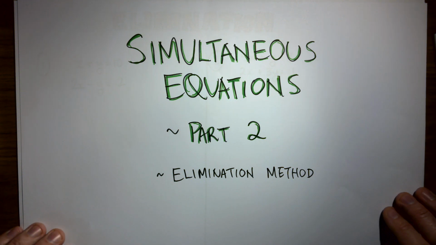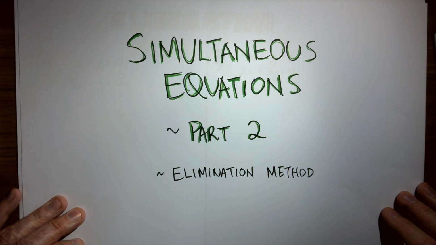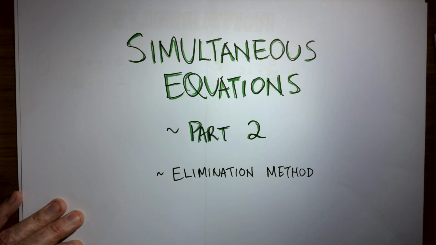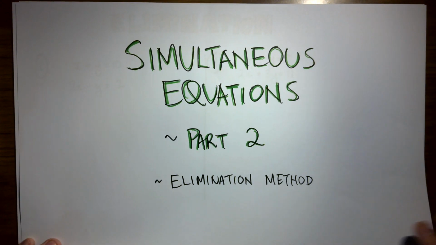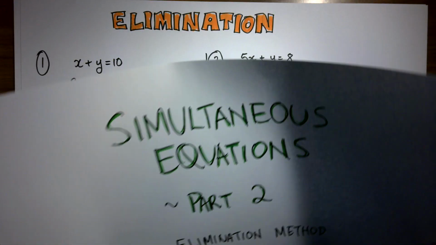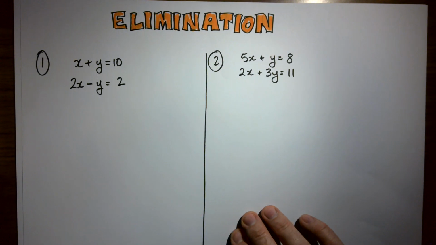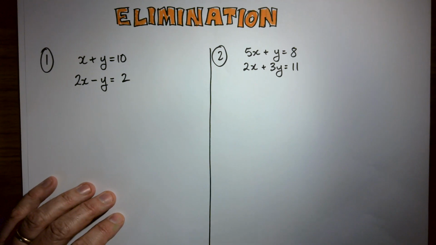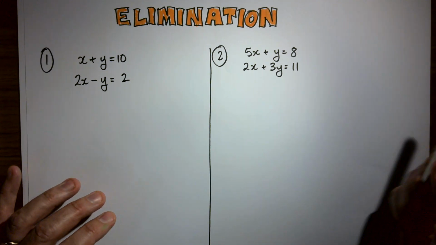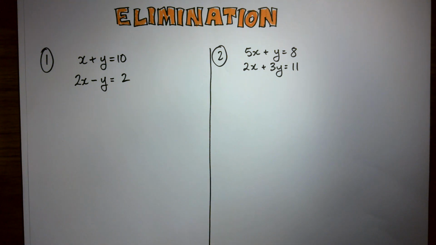All right, second method, elimination method, which in some ways can be a little more difficult. It's maybe not quite as intuitive. So let's do two examples here. One that's reasonably straightforward, and the other one which has a little bit more steps to it. Okay, so first of all, I'm going to do that same thing as I did before.